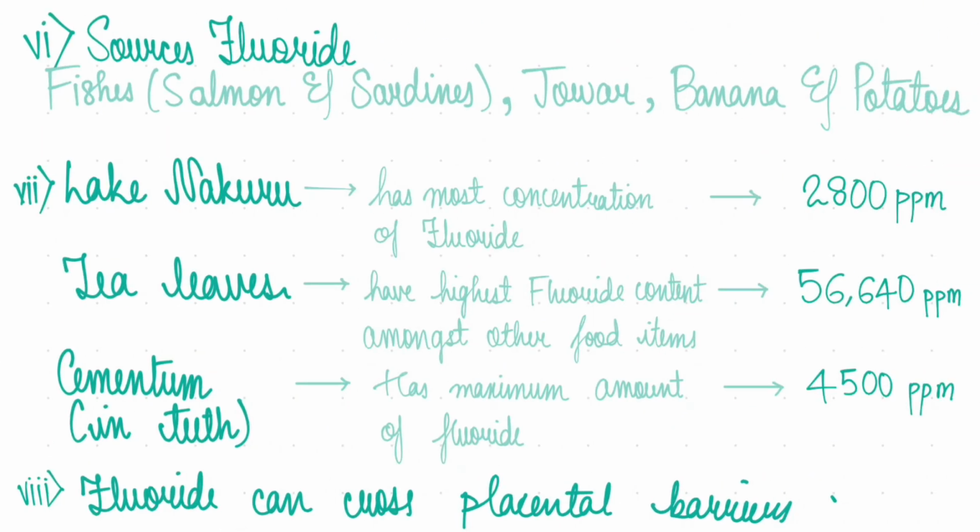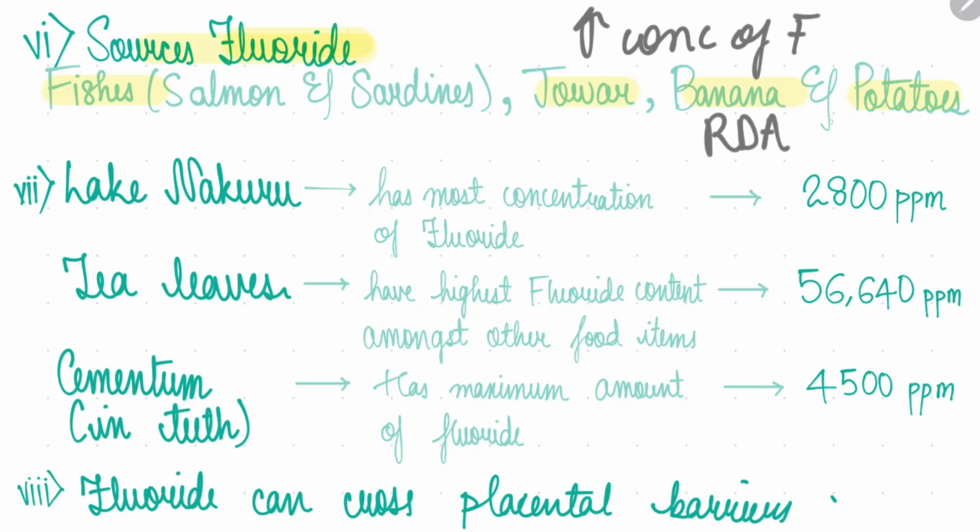Moving forward, what are the sources of fluoride? This is also one of the most important viva questions. Your examiner might ask you, how will you complete your recommended daily allowance of fluoride? So what should your answer be? What will you consume to complete your RDA? It's fishes, jowar, banana and potatoes. They have a high concentration of fluoride. So consuming these helps you to complete your RDA of fluoride.